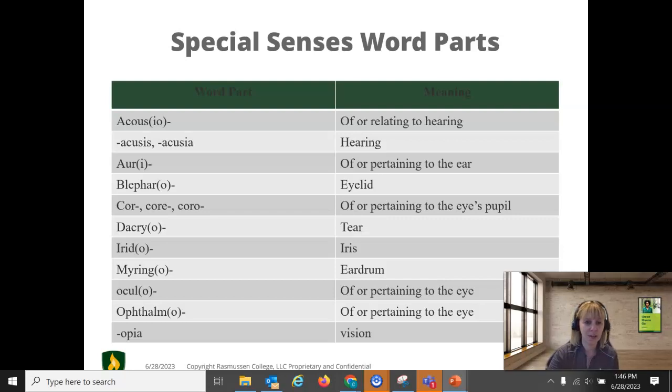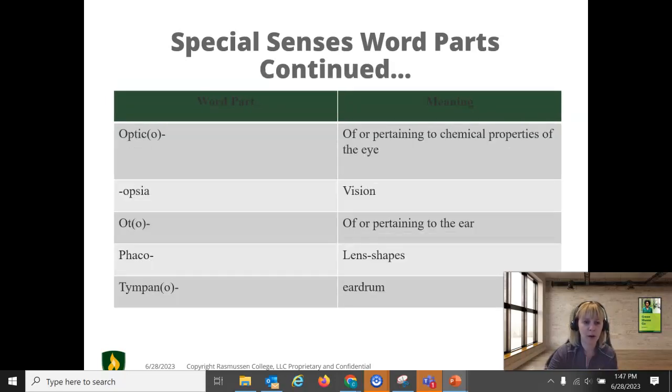So to wrap this up, here are some of the word parts that you will see within your special senses. You have the word roots: accuso, arrow, blepharo, cor or corno, dactro, irid, myringo, oculo, and ophthalmo. But you also have the suffixes acoso or acose and opia. We also have the word parts optico, atto, phaso, and tympano.